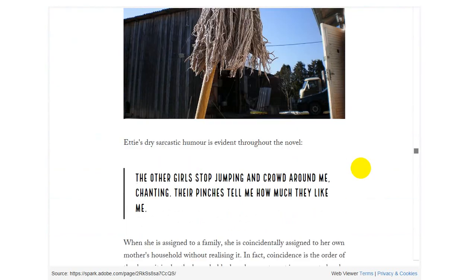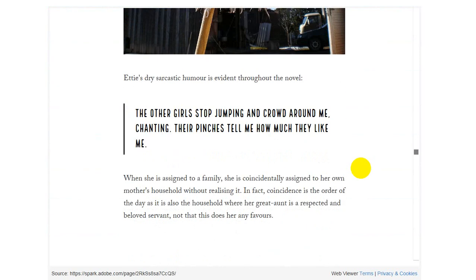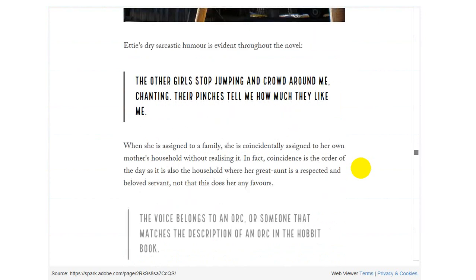Her dry, sarcastic humour is evident throughout. She often makes comments like this: "The other girls stop jumping and crowd around me chanting. Their pinchers tell me how much they like me."